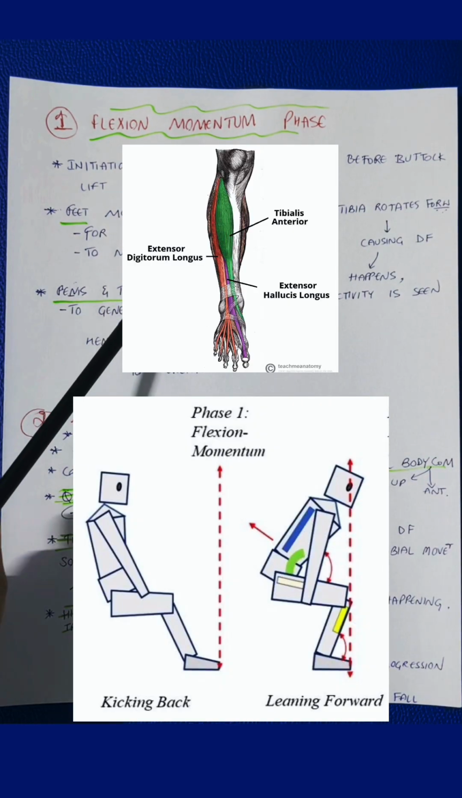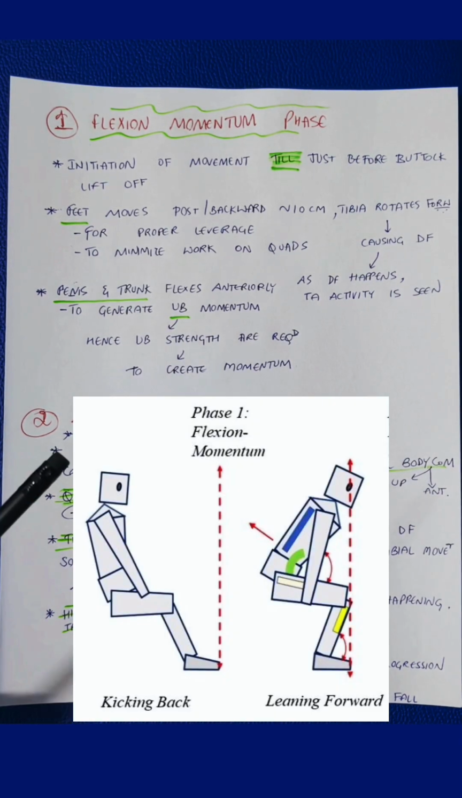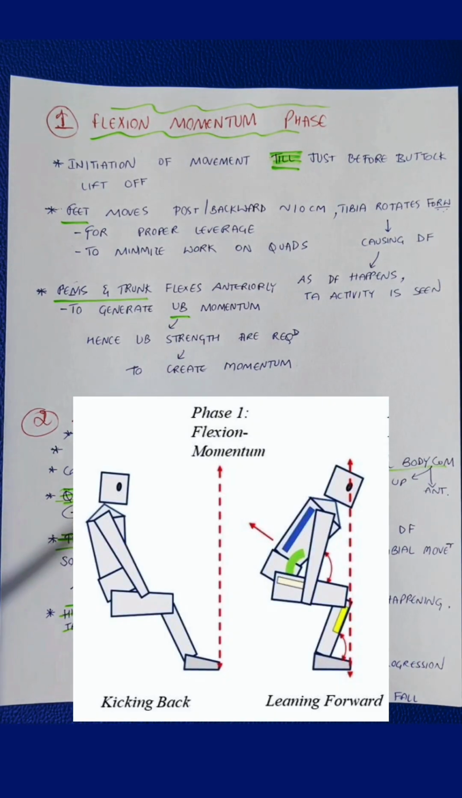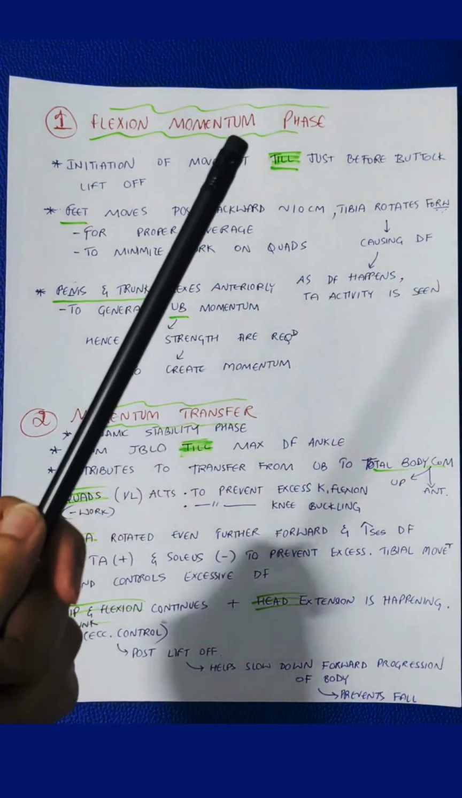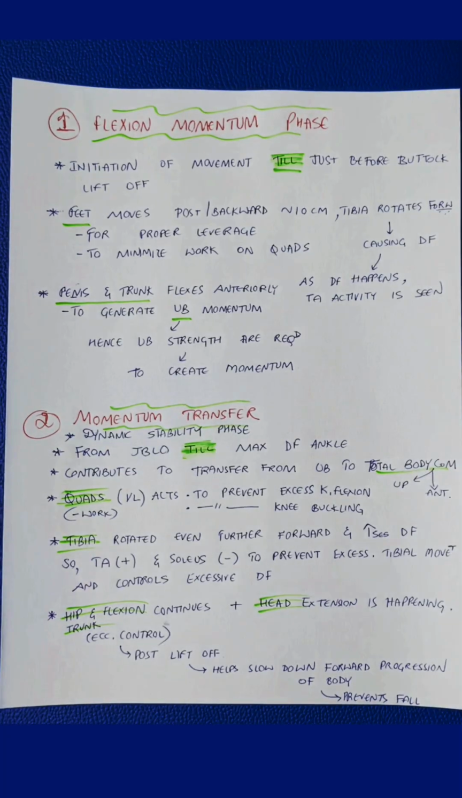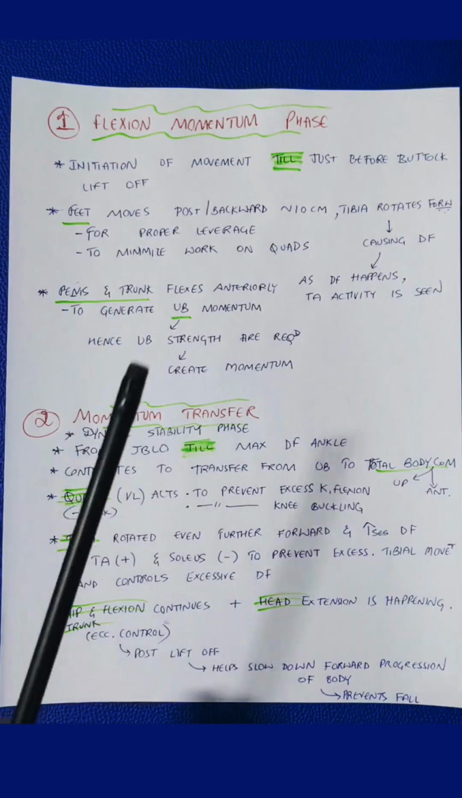Thereby the pelvis and the trunk flex anteriorly to generate upper body momentum. Hence upper body strength is obviously required to create momentum. And if the feet are too far forward, the quadriceps will be strained. So this is why the feet move posteriorly or backwards.